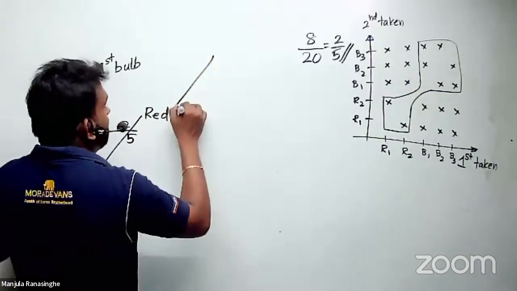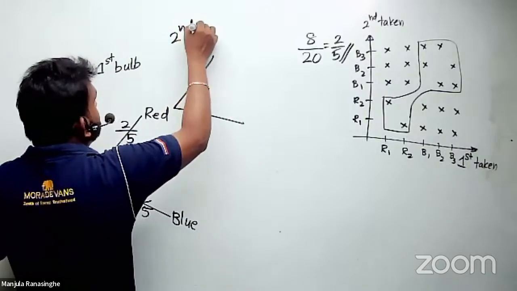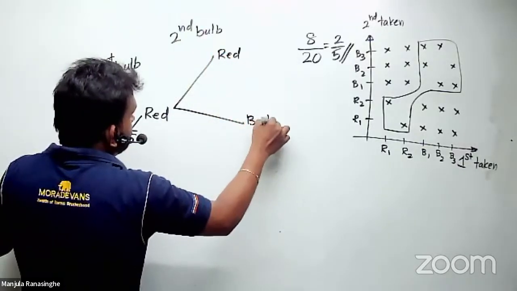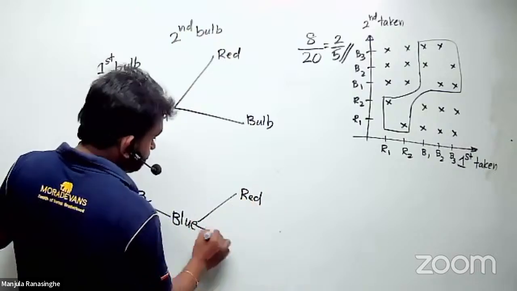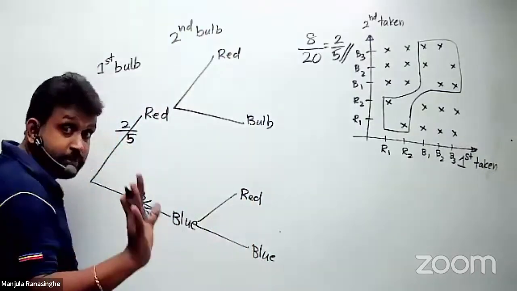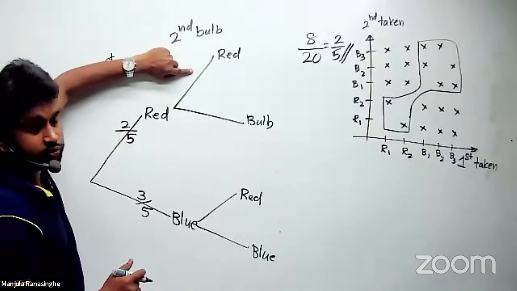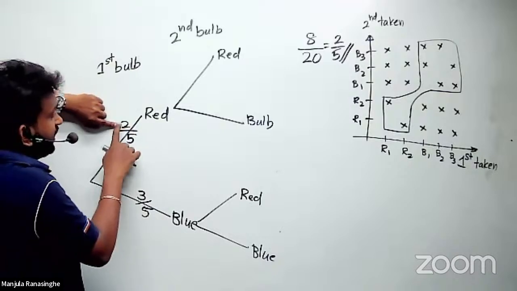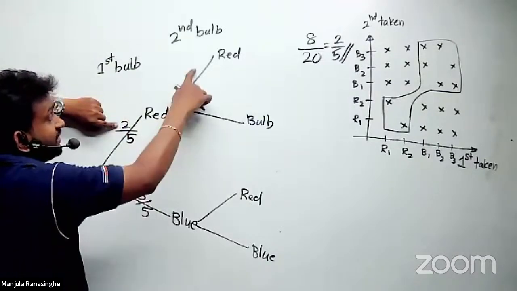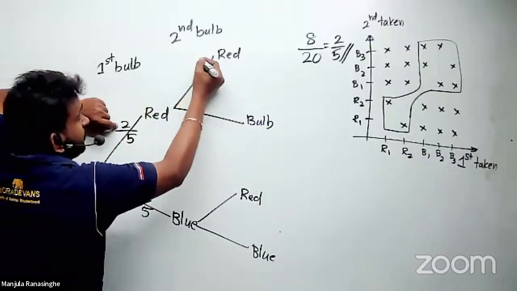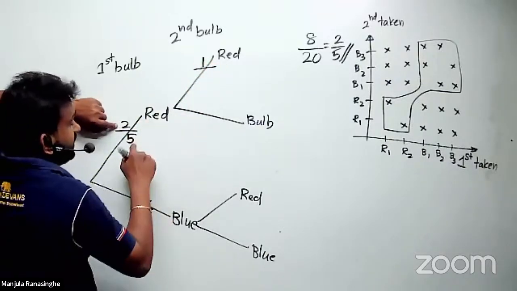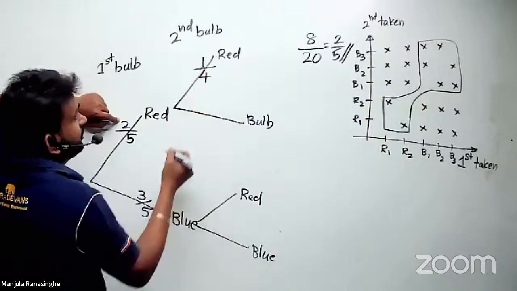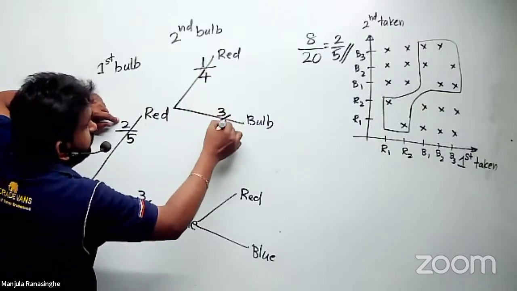Now, since they are not putting it back, in the second case the probabilities vary. Again red and blue, the same mode we are following. Here also red and blue. When they are not putting back, the probability changes. So the simple way: there were 2 red bulbs. If I take a red first, 1 red is less. Then 2 was there, so now red is 1. The total bulbs also 1 less than before: 5 was there, now here 4. So 1 upon 4, and the balance here is 3 upon 4.